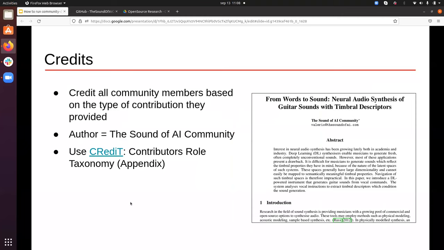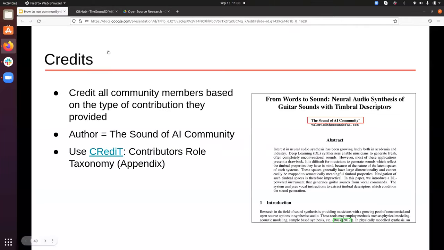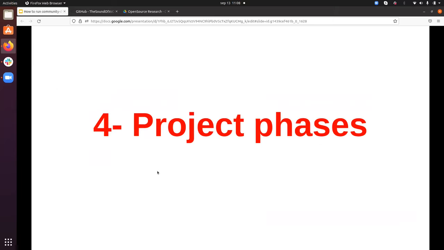Well, we used a credits system. We credited all community members based on the type of contribution that they provided. The main author that you can see in the paper is the community itself. And then we used the CRediT contributor roles taxonomy that you can see here. Sorry, I don't know why it's not opening, but this is just a framework to credit people and tell what they've done. And we put all the authors in a dedicated appendix with more than 50 people.